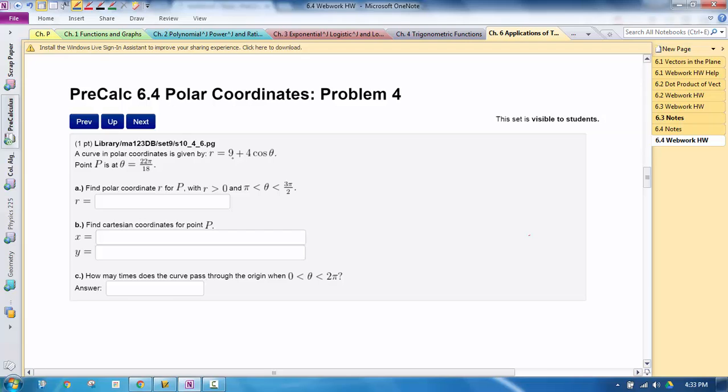Okay, the next problem gives us an equation, a polar coordinate equation. R varies in terms of theta. And it says point P is at this angle. And it says find the polar coordinates of point P for a positive R value and an angle between 180 and 270.